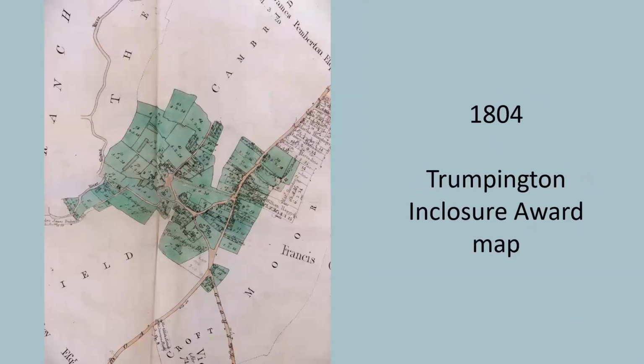The Enclosure Award in the early 1800s has very detailed maps associated with it. And of course, there are modern maps such as the ones that I showed you at the beginning of this presentation.